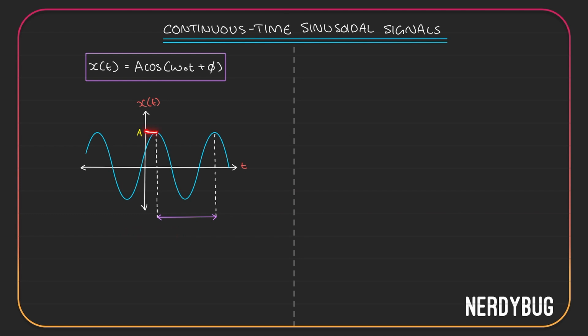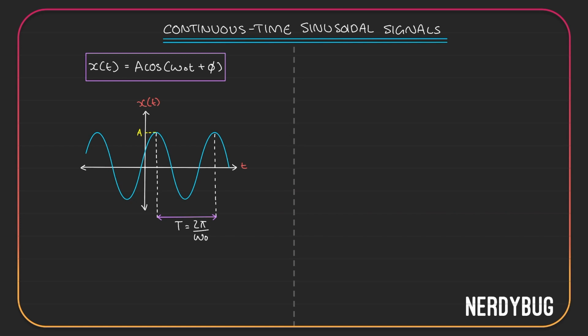Its maximum amplitude is A. To show the time period, I can take any one full cycle. I am taking this whole thing. So from here to here, the time period can be written T, but since omega naught is the angular frequency, T can be written as 2 pi divided by omega naught.